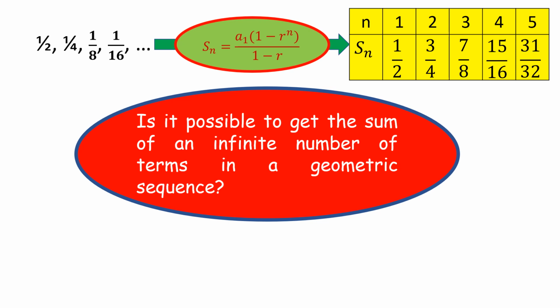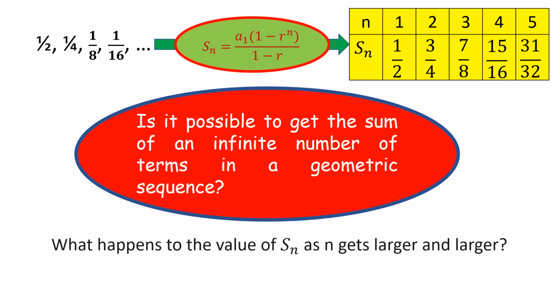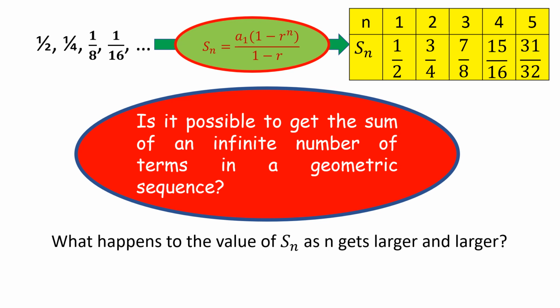S sub n is equal to a sub 1 times 1 minus r raised to n, all over 1 minus r. Remember that formula? I hope so. Now, what happens to the value of S sub n as n gets larger and larger? As you observe from the table, S sub n approaches 1 as n increases, so we can say that S is equal to 1.